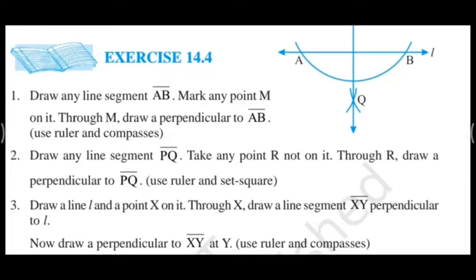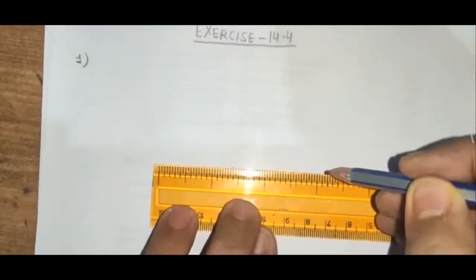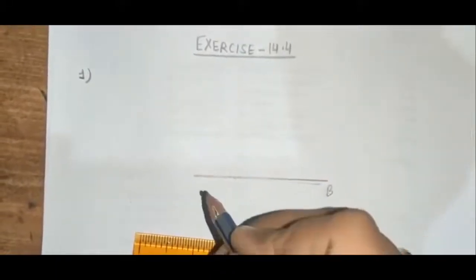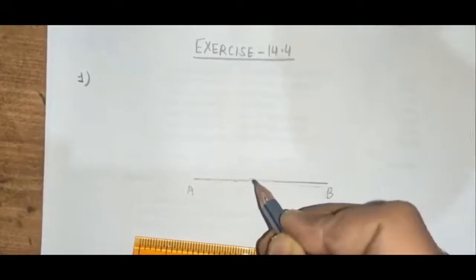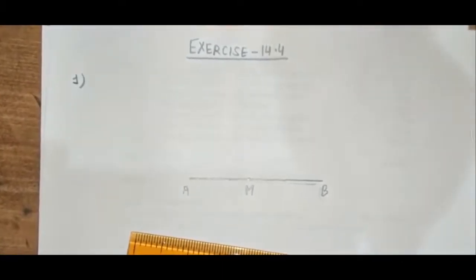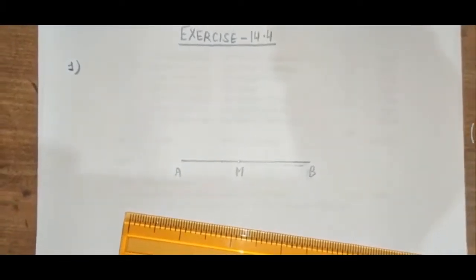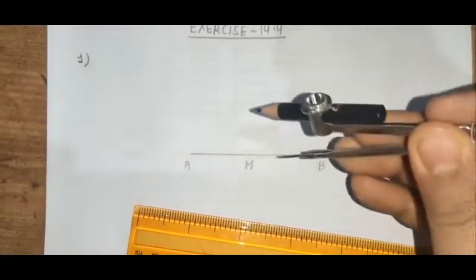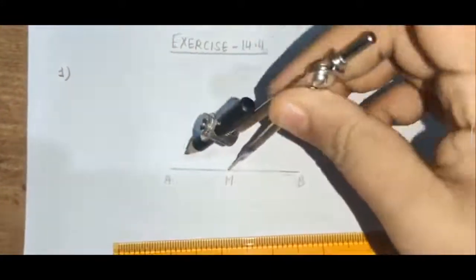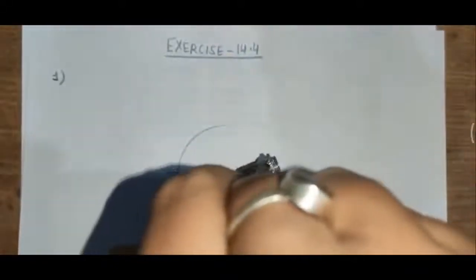Now let's draw it. First of all, draw a line AB of any length. Then after drawing AB, it is given, take a point M on it. Now here we have taken a point M. Now on the point M, draw a perpendicular from the point M. For drawing a perpendicular, you are required to make a semicircle first.